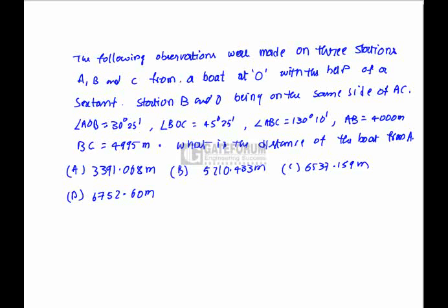The following observations were made on three stations A, B, C from a boat at O with the help of a sextant, station B and O being on the same side of AC. So the data, if we represent in terms of a figure: the angle AOB is given, angle BOC is given, angle ABC is also given, and the lengths of AB and BC are given.